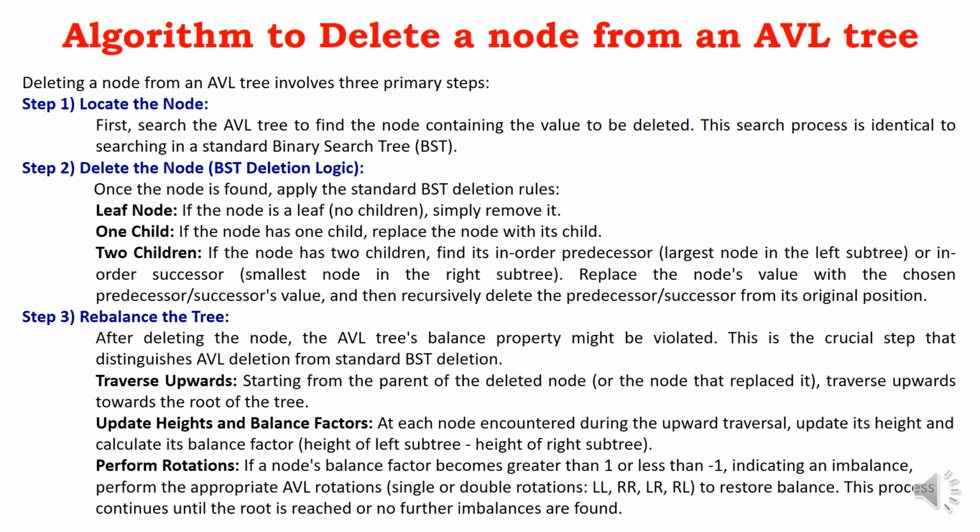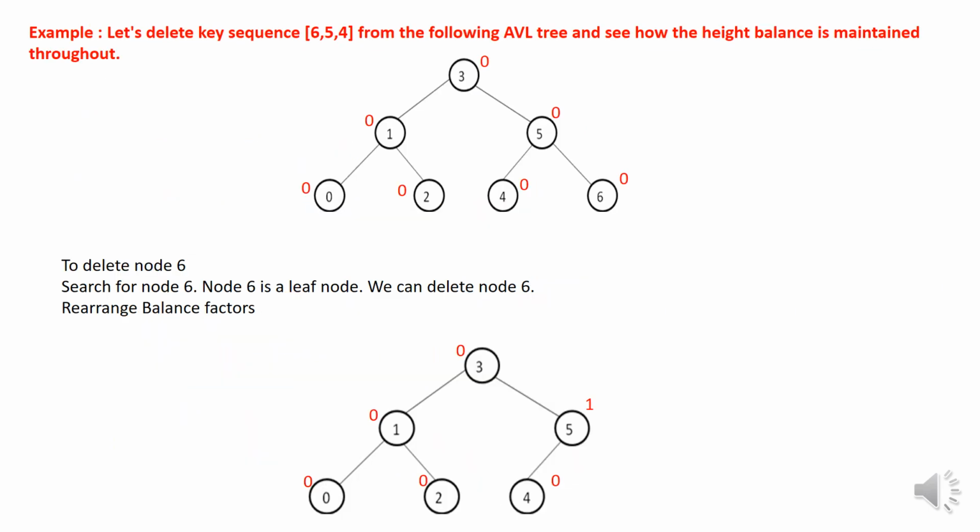If the node's balance factor becomes greater than 1 or less than -1, indicating imbalance of the binary tree, perform appropriate AVL rotations: left rotation, right rotation, or right-left rotation to restore balance. This process continues until the root is reached or no further imbalances are found. Let us discuss the process of deleting a node using an example. Let's delete the key sequence 6, 5, 4 from the following AVL tree and see how the height balance is maintained throughout.